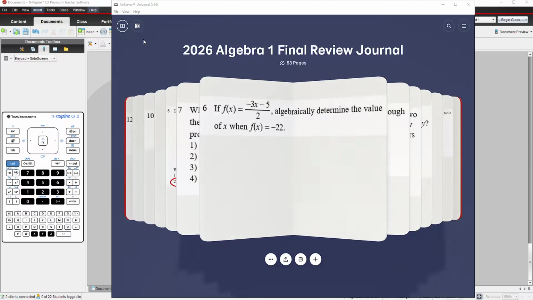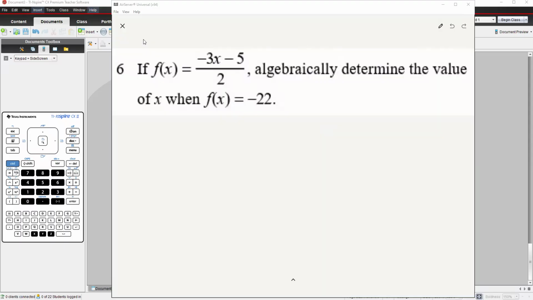All right, so this is question number 6. Now, they want us to do this algebraically. Here's my feeling: whenever the test tells you that you have to do it algebraically, that means you have to do it algebraically in order to get the full credit. But that doesn't mean you have to do the algebra first.